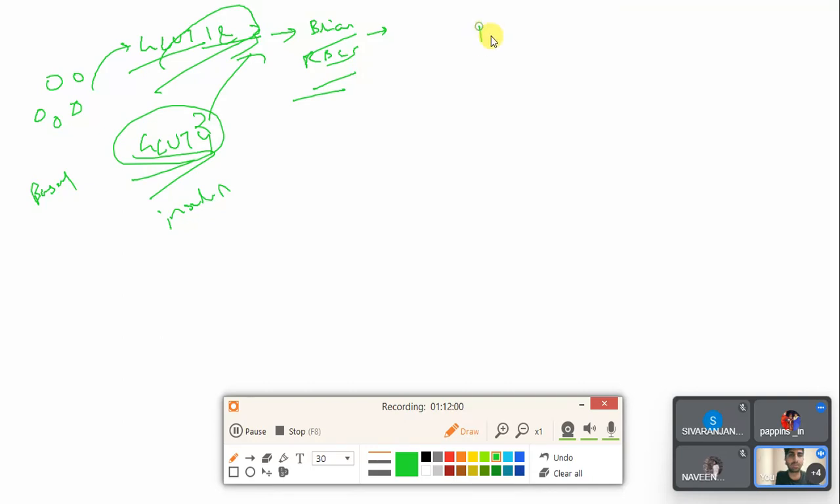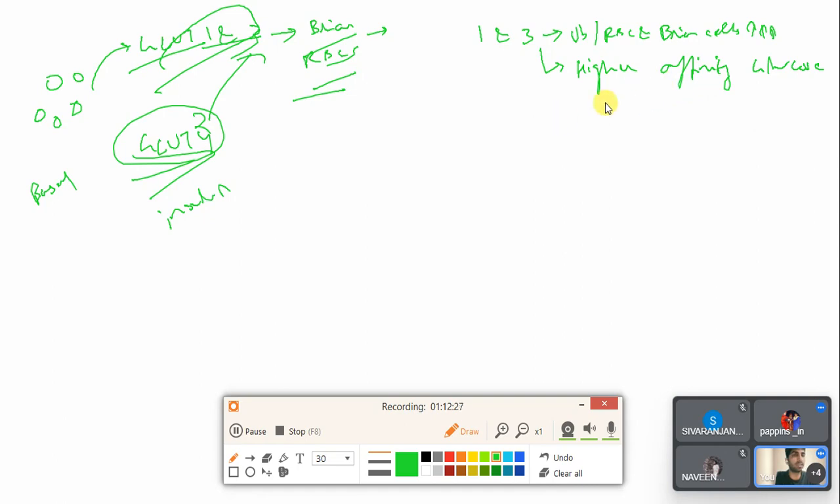So what we have learned is GLUT1 and 3 are ubiquitous. They are present on RBCs and brain cells in higher number, and they have higher affinity. This is the term you have to remember always: it has a higher affinity to glucose compared to any other GLUTs. And the second thing, even at the basal level, it can take up glucose inside. So that's the first point.